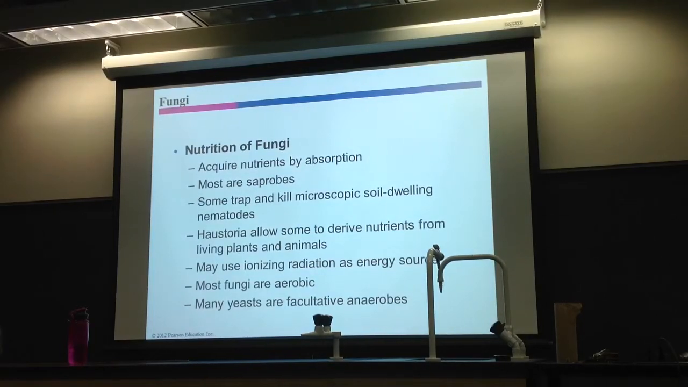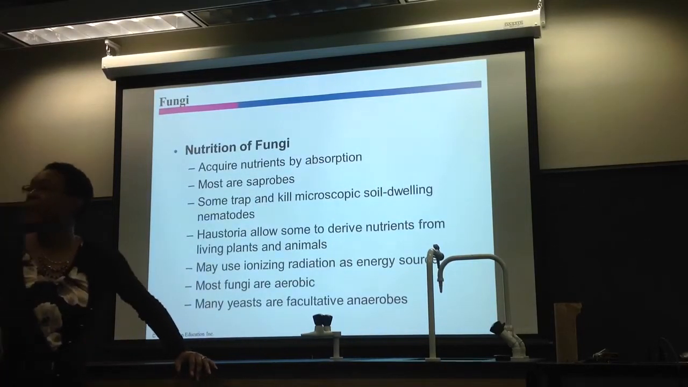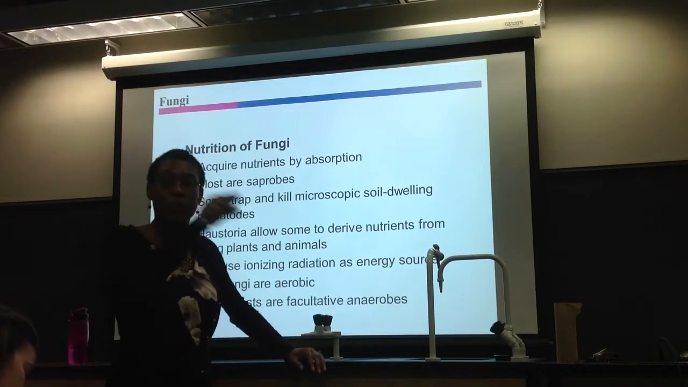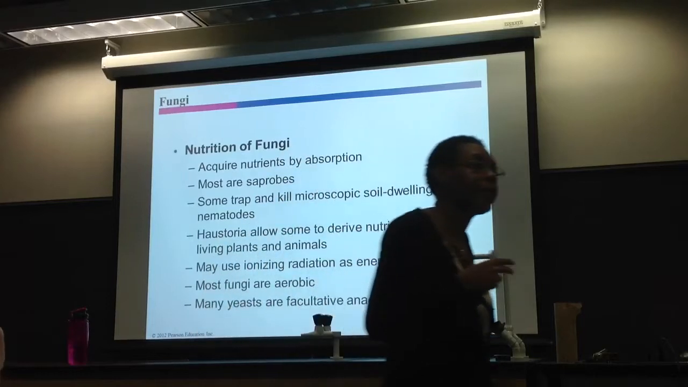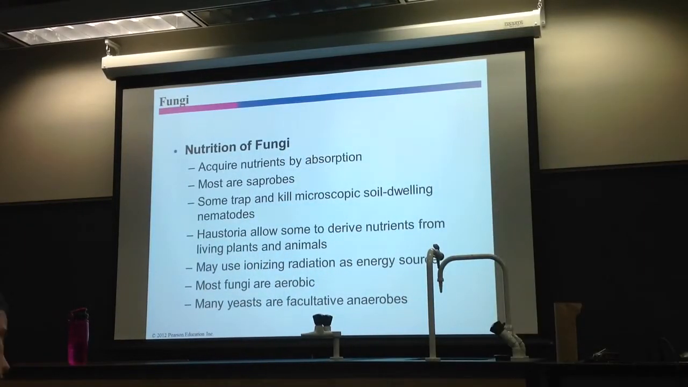Now, Haustoria are found on pathogenic fungi. It's a type of hyphae because all fungi components, if they're multicellular, are hyphae. So Haustoria is basically a type of hyphae that literally punctures its host and absorbs the nutrients out. Kind of scary. They can do this with plants as well as animals.